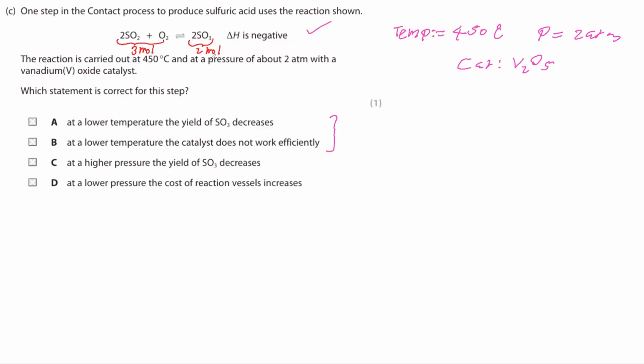When they are talking about yield, they are talking about a reversible reaction, and whether you can shift the equilibrium forward or backward. Forward means the product side, or we call it right and left. Whether you can shift the equilibrium to the right-hand side or the left-hand side. So what will happen at high pressure? Does the yield of SO3 decrease?